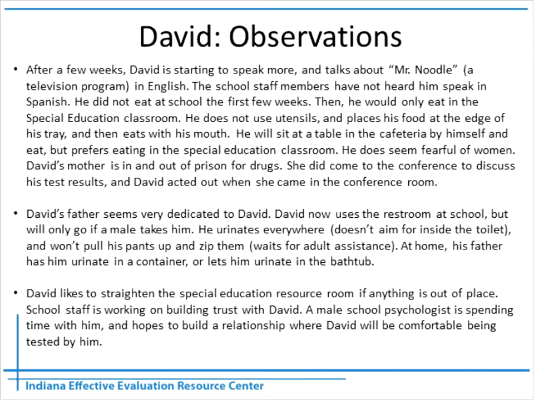And the boy was able to use the restroom at school, but it would only go if a male takes him. So he apparently urinates without consideration for where it goes, doesn't pull up his pants and or zip them. He waits for some help. So again, self-care skills seem very, very low. At home, his father kind of helps him in this case. So the boy is still doing this and expecting it to be done on his own.